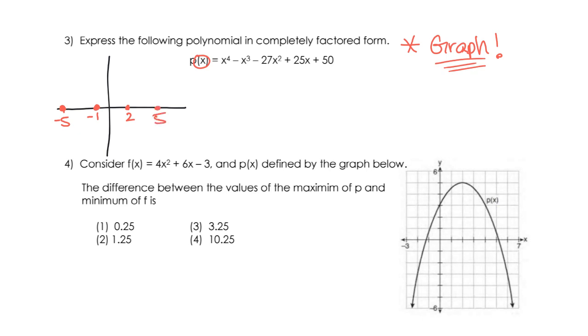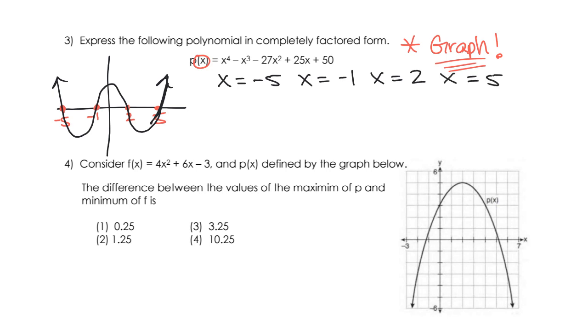All right, and so when you graph this, it kind of looks like what we drew on the front there. All right, looks like that. But we have x equals -5, x equals -1, x equals 2, and x equals 5. Okay, I know that there's no more because this is a degree of 4, and there's our 4 zeros.